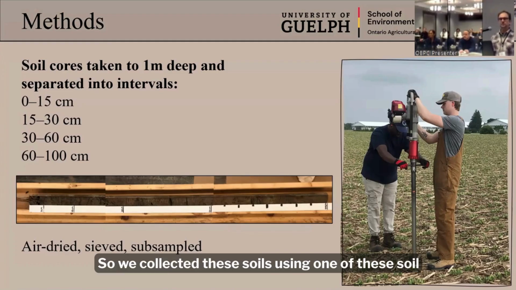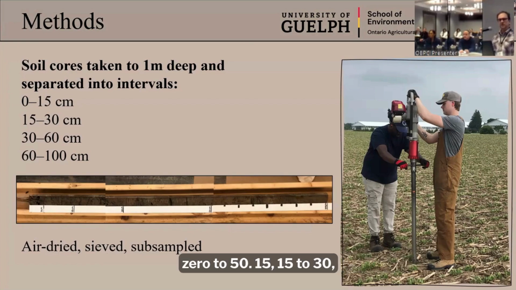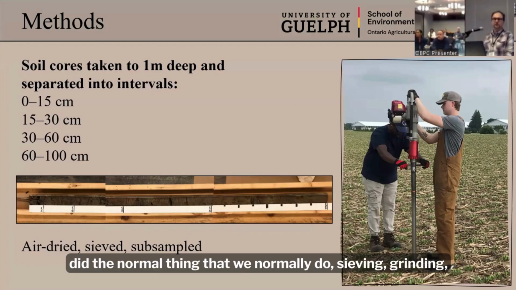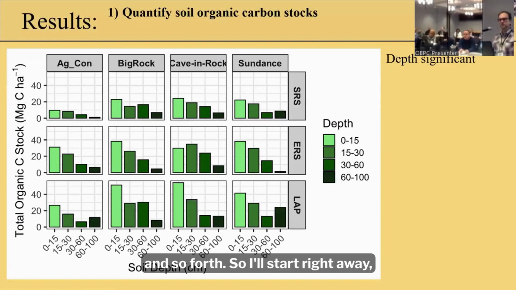So we collected these soils using one of these soil coring devices and then segmented them 0 to 15, 15 to 30, 30 to 60, and 60 to 100. Did the normal thing that we normally do, sieving, grinding, and so forth.